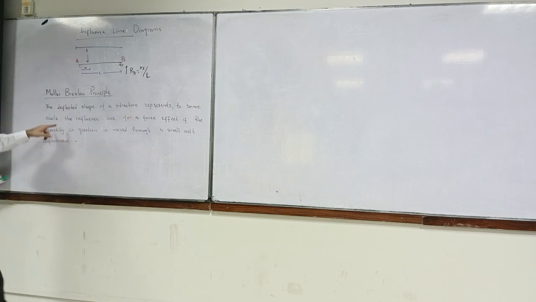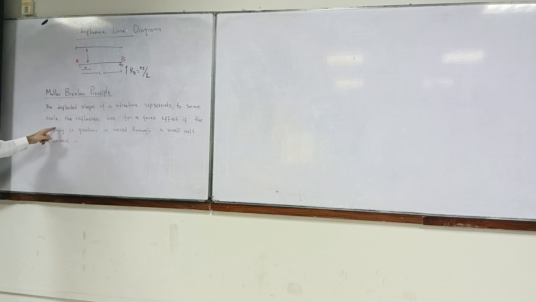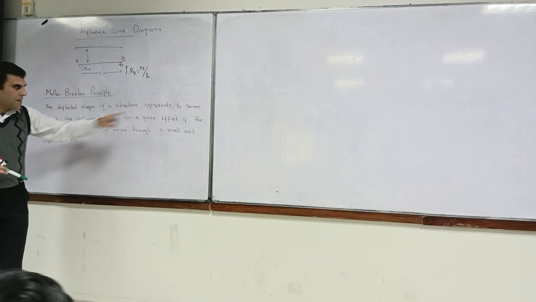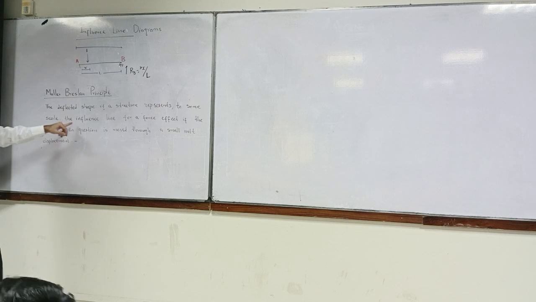This is the deflected shape. We know the deflected shape, so there is something the deflected shape has to do with the influence line. The deflected shape of a structure represents to some scale the influence line for a force effect if the quantity in question, which is the variable of interest, is moved through a small unit displacement. Shear force, bending moment, deflections, reactions, all that.